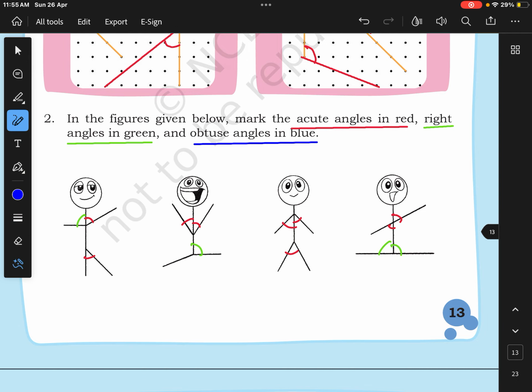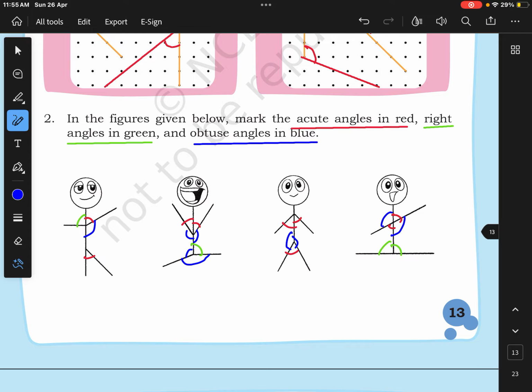Then take that blue color for obtuse angle. So this is an obtuse angle. This is an obtuse angle. Here obtuse. This is obtuse, right? Wait a second. This is an obtuse angle. Isn't this another right angle too? This side. Yeah. This is also a right angle. Okay. This is an obtuse angle. This is obtuse. This is obtuse.